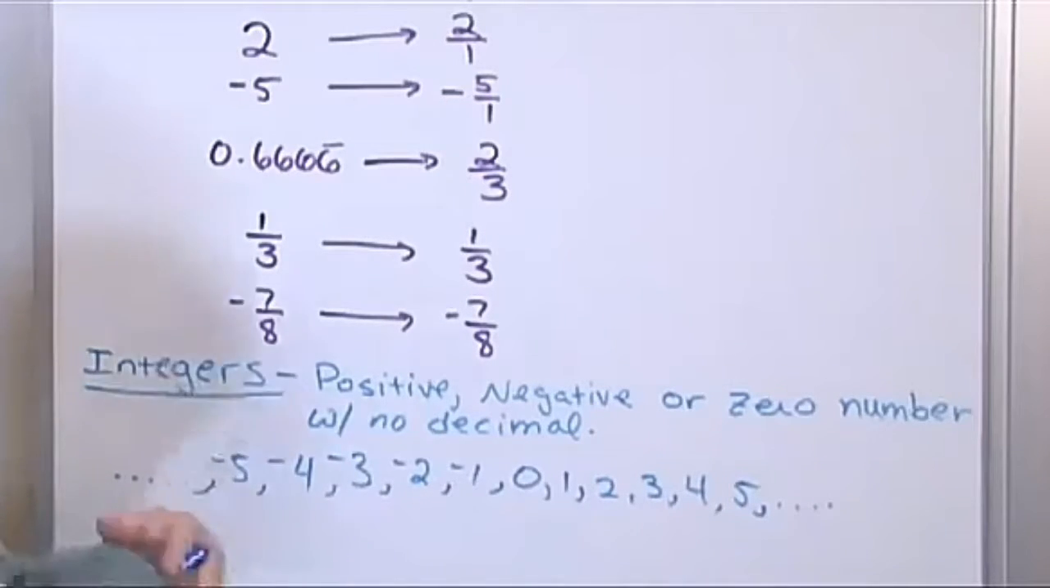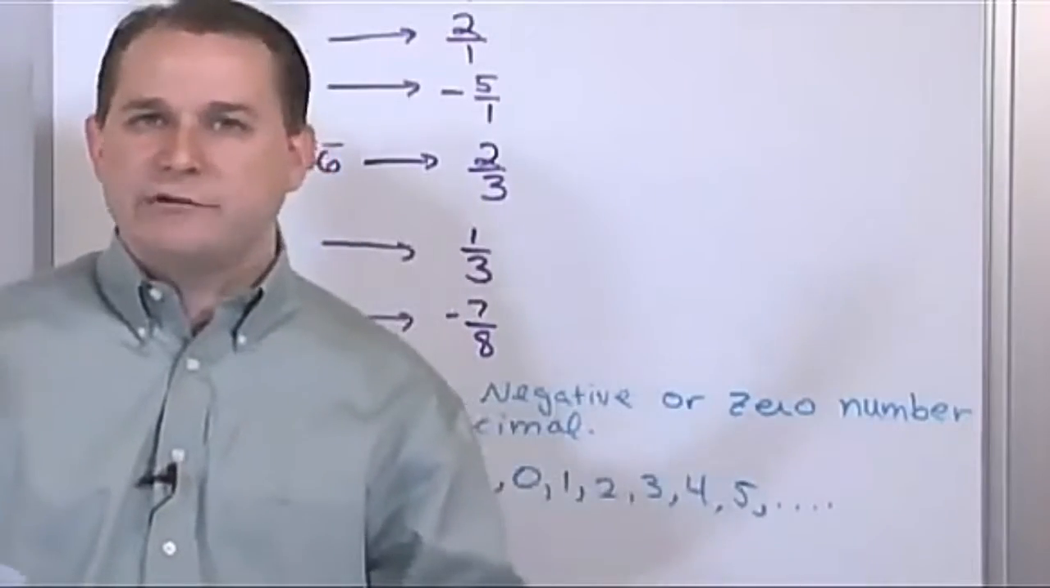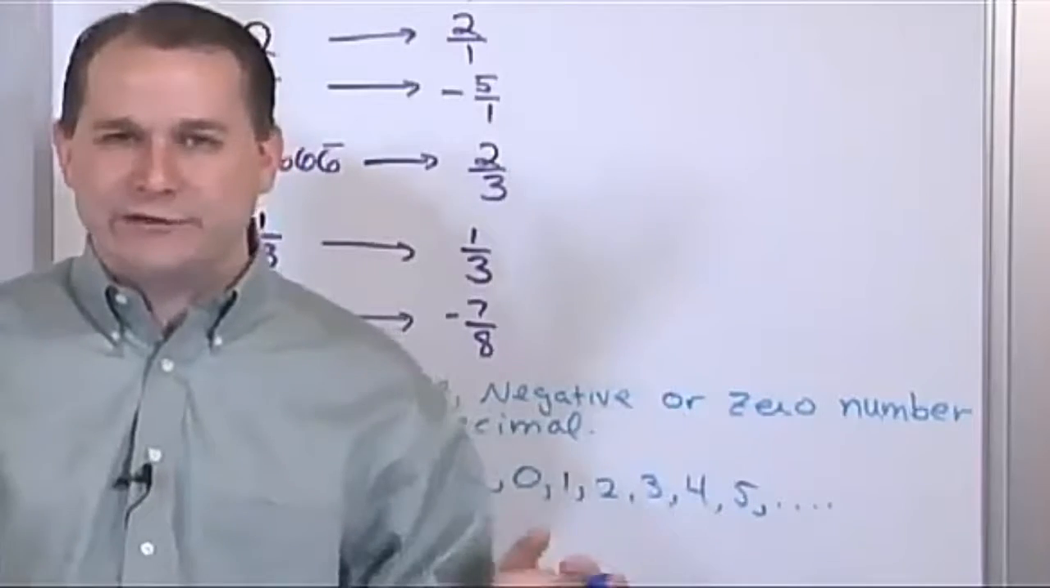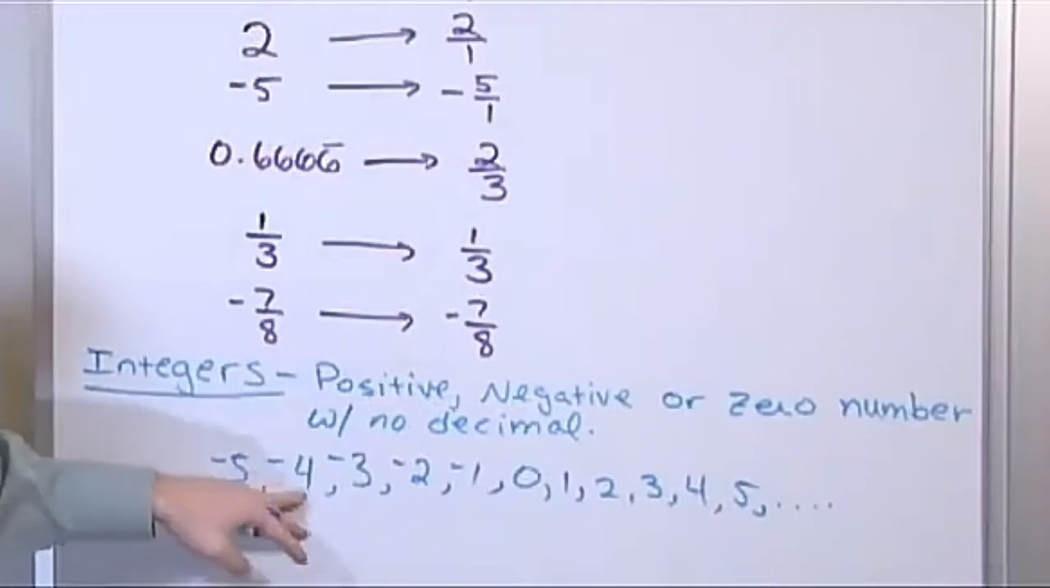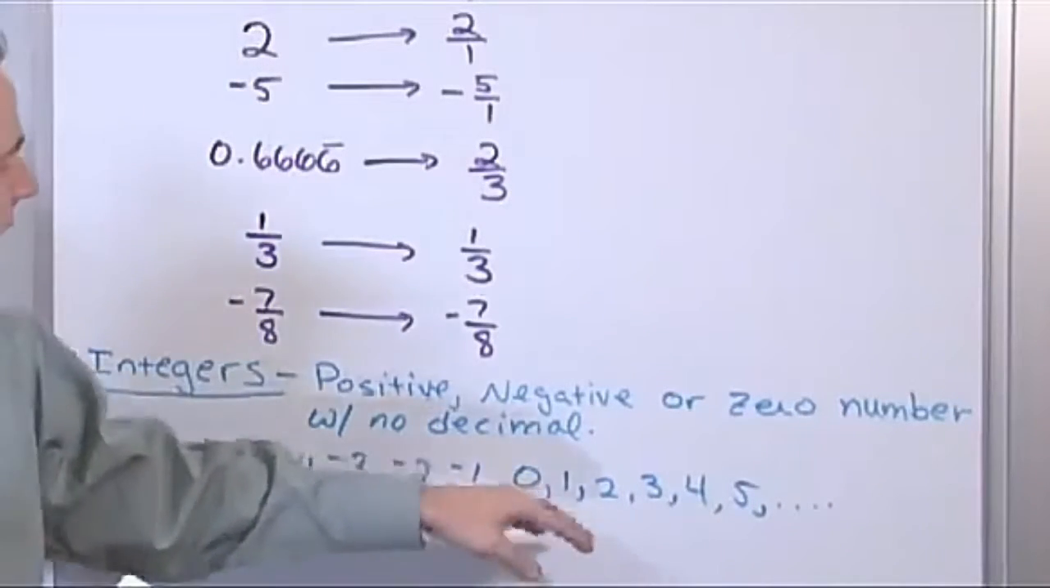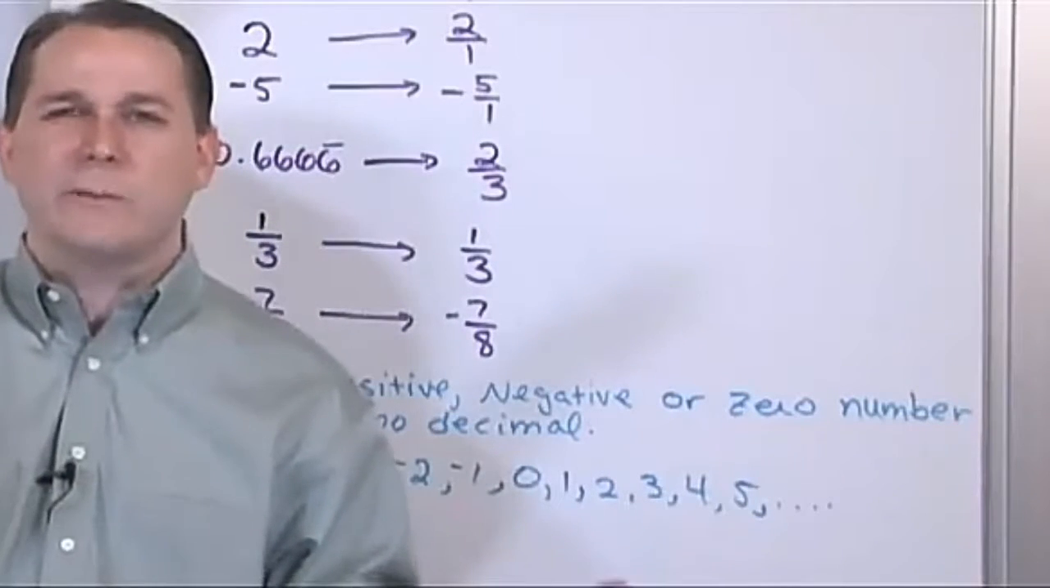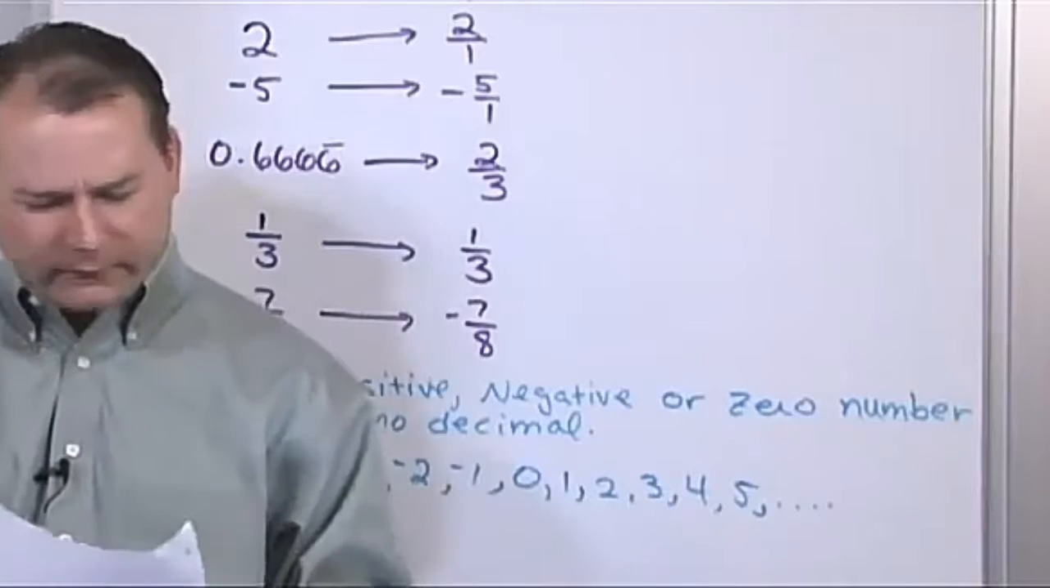In other words, 4.5 is not an integer. 1.2 is not an integer. 0.3 is not an integer. Integers have to be these nice whole numbers. It can be negative, it can be positive, it can be zero. Those are called integers. And you'll see, we'll just use this term a lot in algebra. You'll see it coming up.